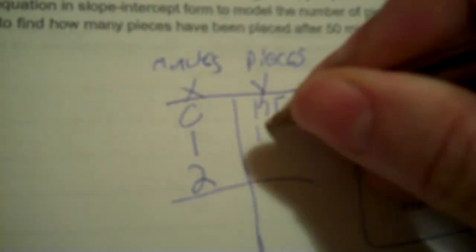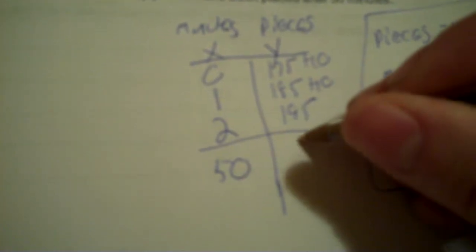Okay, then I go make a table. X, Y. Pieces is Y. Minutes is X. So since I have this rate, I can go 0 to 1 to 2. At the beginning you had 175 pieces, then you can add 10 every minute. So that's going to be 185, and then plus another 10 is 195. And then my job here is to find out 50 minutes, so put 50 in the minutes column, and we've got to find how many pieces go with that.